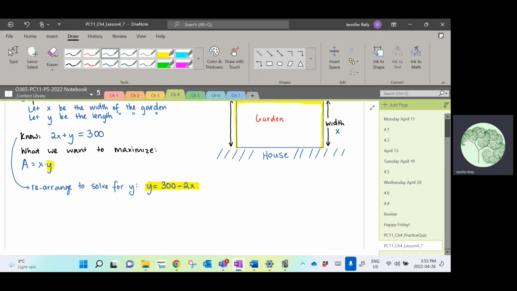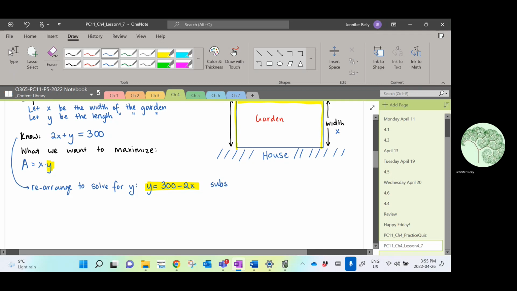Okay, so we're going to substitute into the area equation.